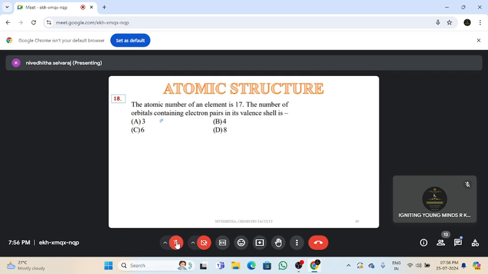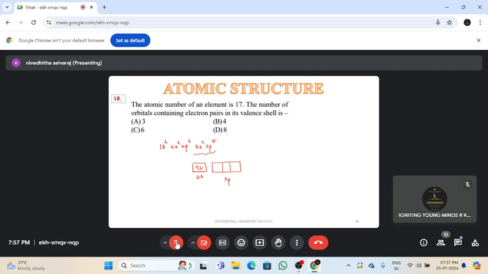Okay, let us write the electronic configuration of this element. So the configuration is 1s2, 2s2, 2p6, 3s2, 3p5. Which is the valency shell? Third shell. So 3s can be written like this. And 3p subshell, p subshell has 3 orbitals, right? So this is 3p. So the 3s orbital has 2 electrons.